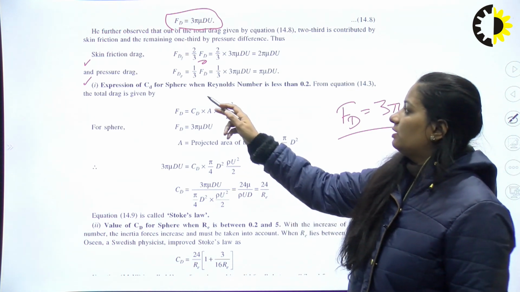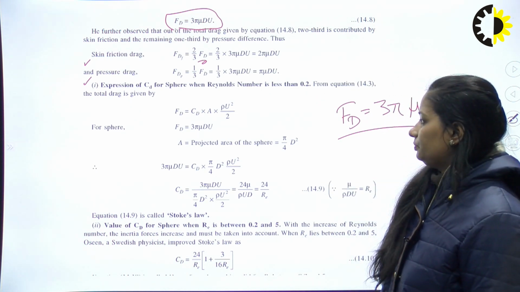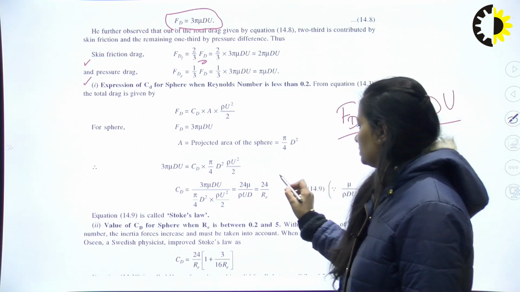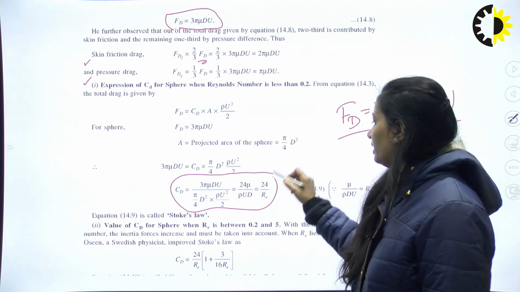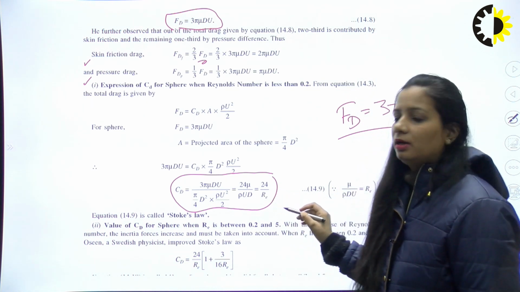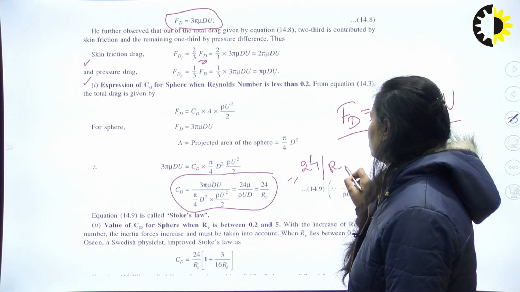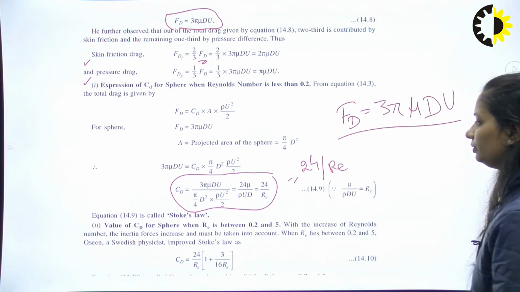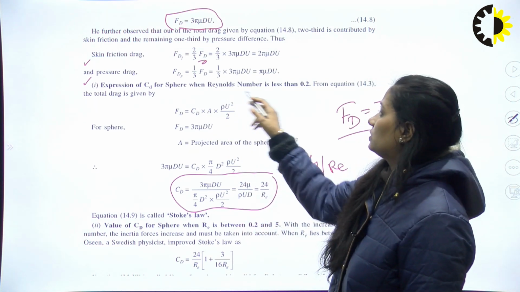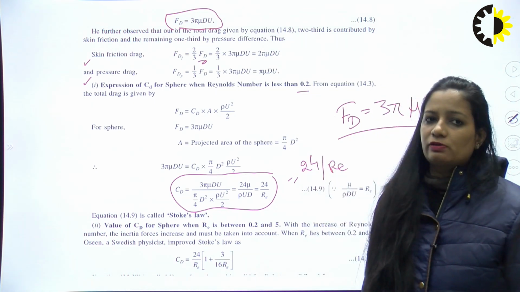Now the expression of CD for a sphere when the Reynolds number is less than 0.2. The formula you need to remember is CD equal to 24 by Re. You can apply this equation for CD as 24 by Re.